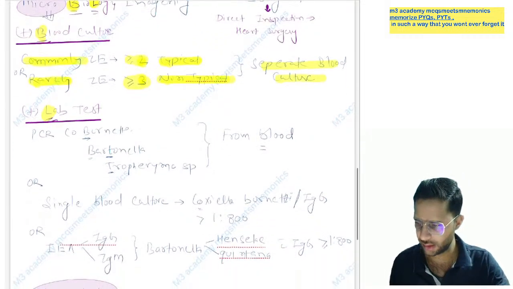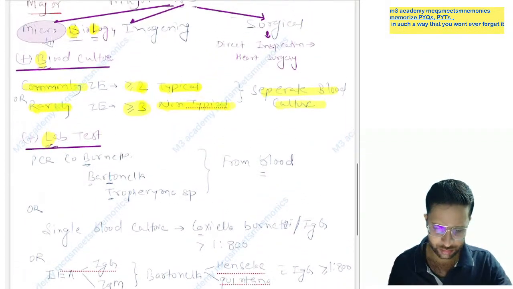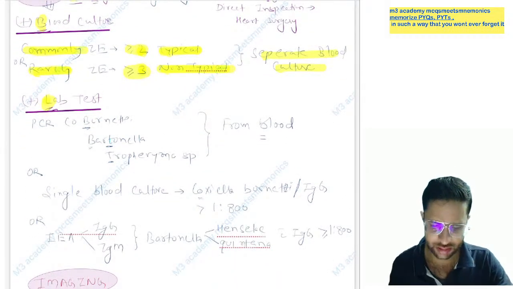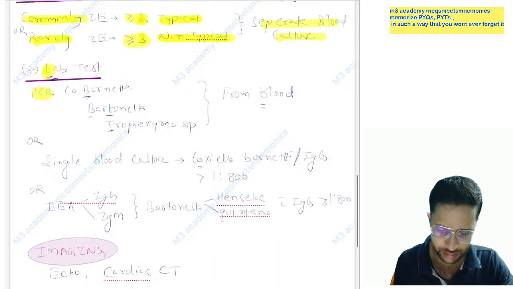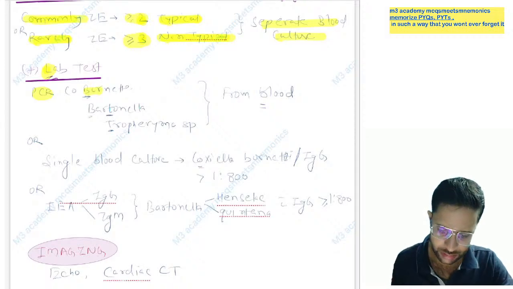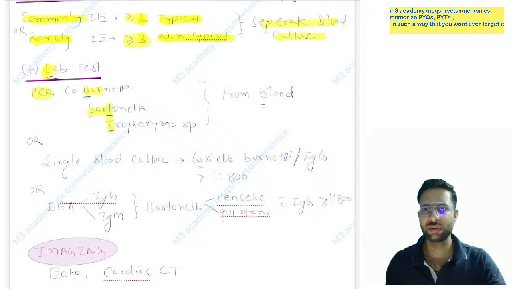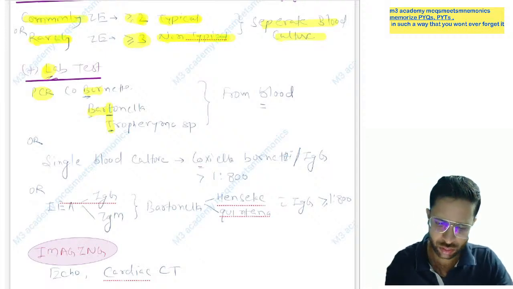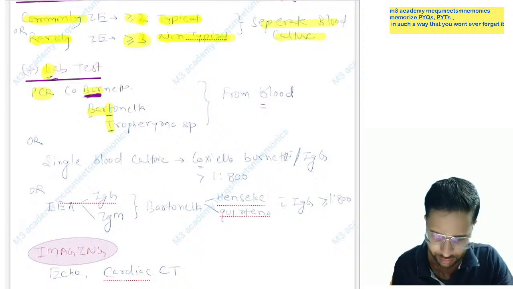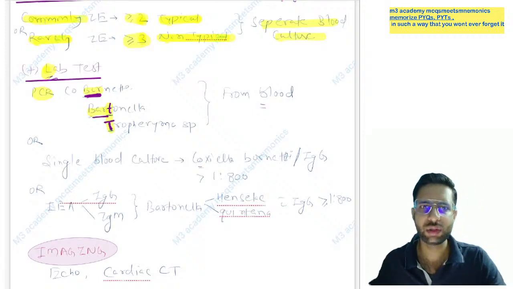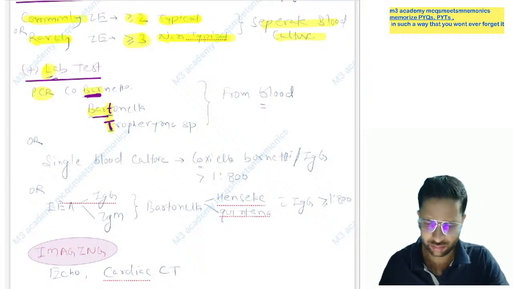This is blood culture. Next, the microbiology has an L, so L for lab test. Lab test includes PCR for Coxiella burnetii, Bartonella, and Tropheryma species. Tropheryma causes Whipple disease. How can you remember this? Coxiella burnetii, BUR; Bartonella, BUR; and Bartonella has the T, T for Tropheryma, from the blood culture.